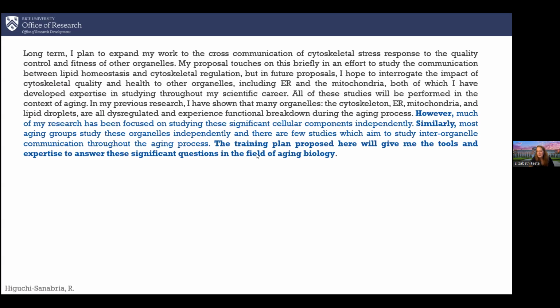Obviously, I really like the parts here in blue where he's talking about the state of the field as well as the work that he's done in the past. But he's also gesturing to what he's hoping to do in the future, which is to study interorganelle communication, not looking at the organelles independently, but together. So I think that is really the plan that he is laying out, confirming that the training plan he's proposing is going to give him the tools and expertise to answer significant questions in this field. He also includes a statement on independence from his primary mentor.